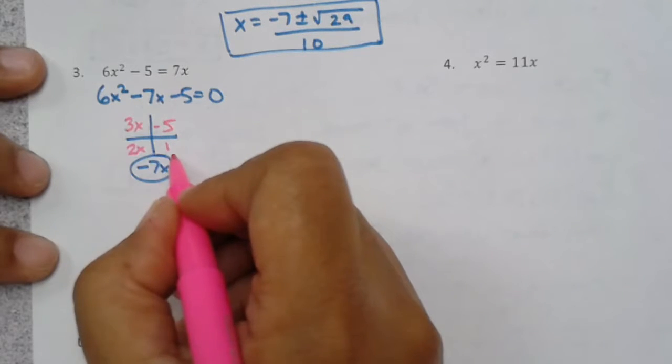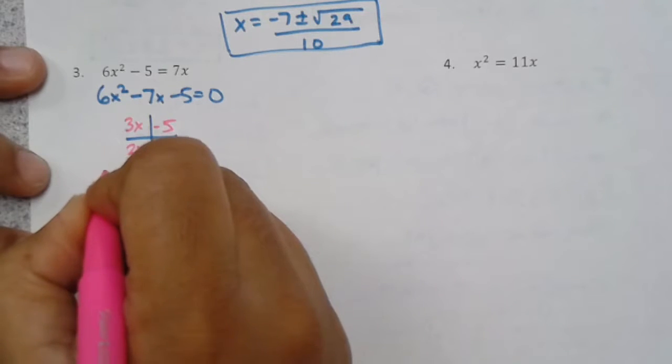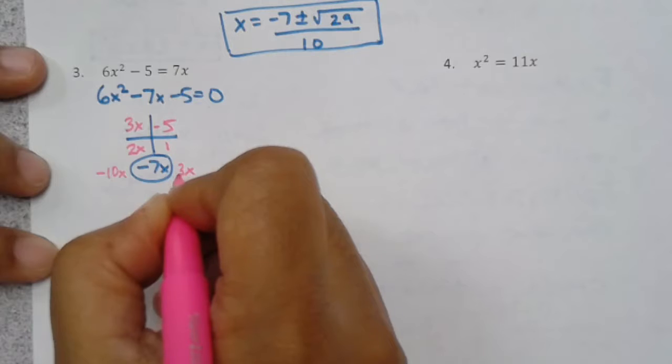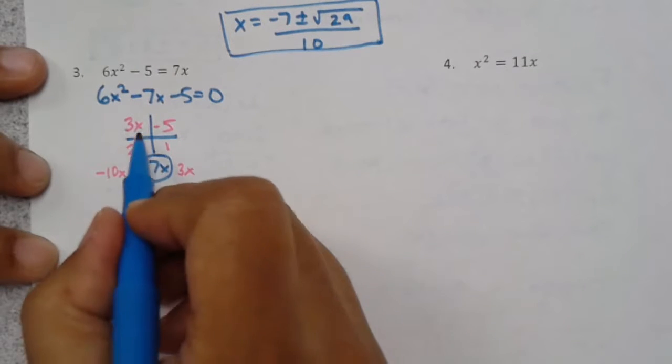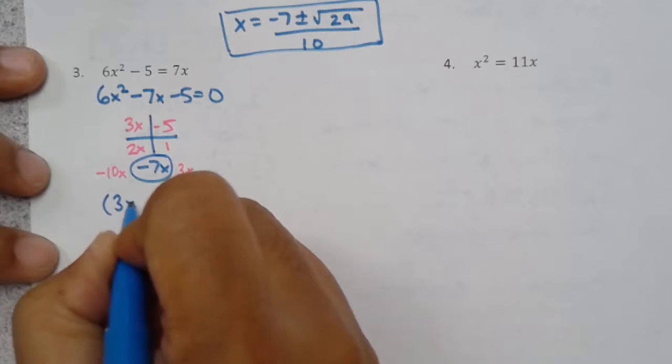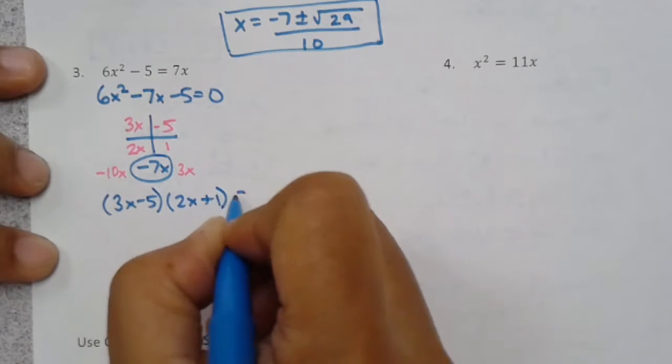All right, diagonally this way, 3x times 1 is 3x. Diagonally this way, negative 5 times 2x is negative 10x, and that actually does add up to negative 7x. So the factors are perfect. Across the top, 3x minus 5. Across the bottom, 2x plus 1.